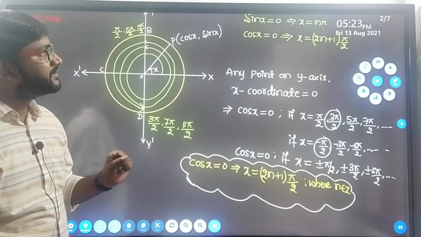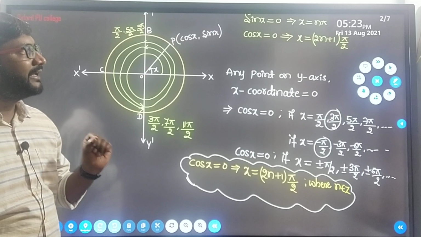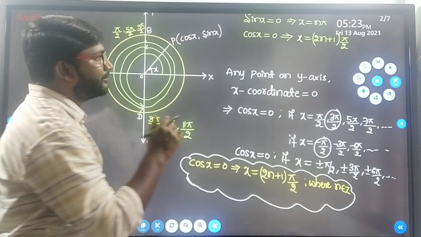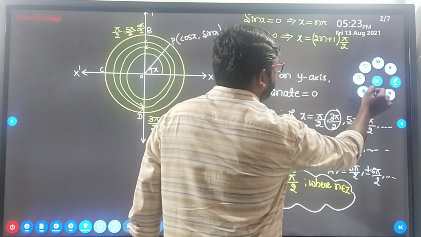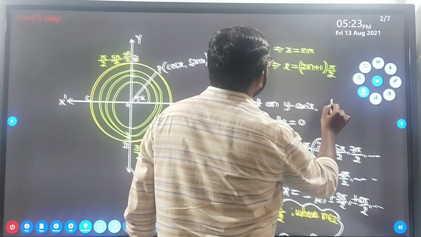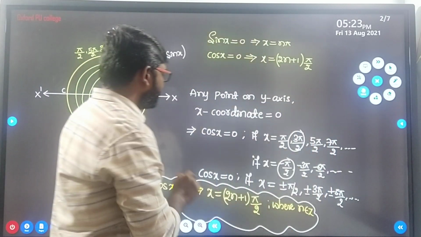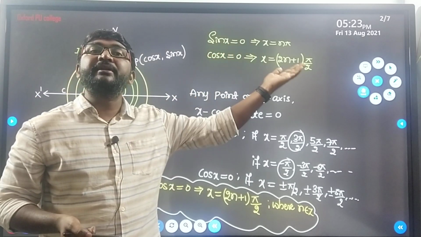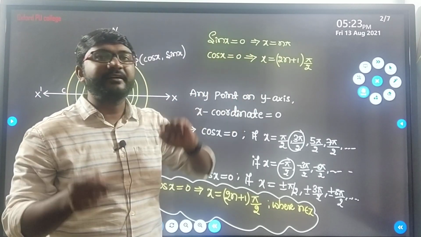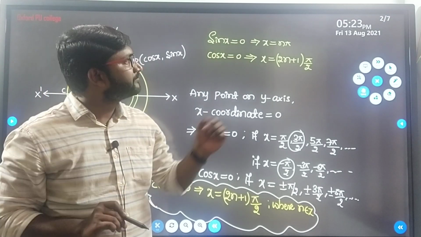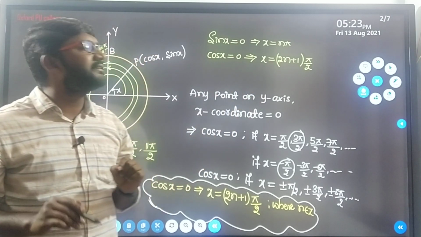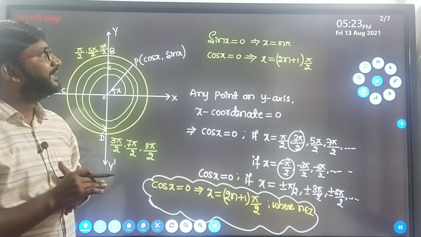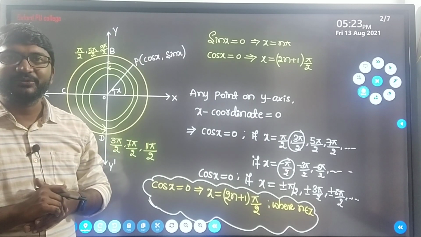So cos x becomes 0 when x is going to be an odd multiple of pi by 2. And then sin x equal to 0 implies x equal to n pi, or any multiple of pi. Here n indicates any multiple of pi. So here 2n plus 1 indicates odd multiple of pi. So this is regarding sin x equal to 0 and cos x equal to 0.